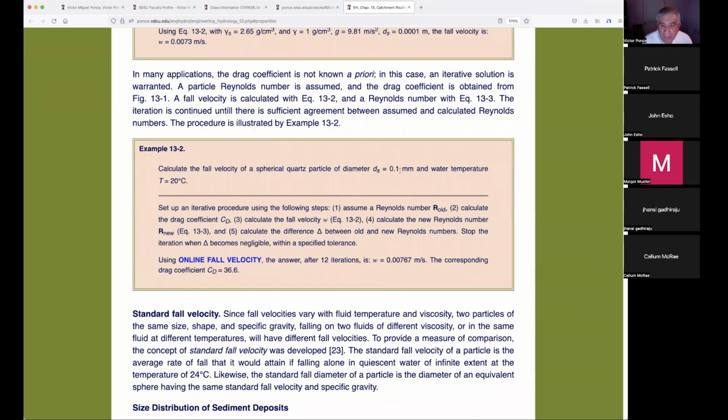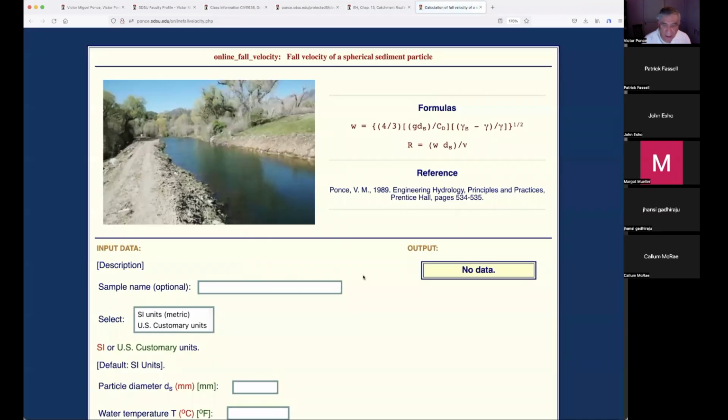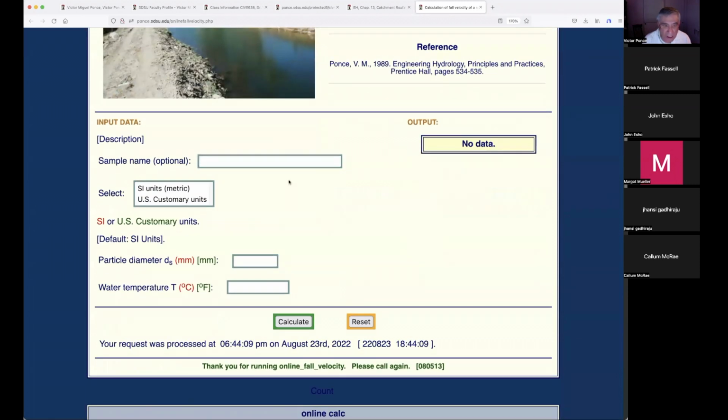Same thing, diameter 0.1 and water temperature 20 Celsius, so we can calculate from here the kinematic viscosity, which varies with the temperature. As I say in here, step-by-step procedure, and then we go to the fall velocity. We go to the fall velocity in here.